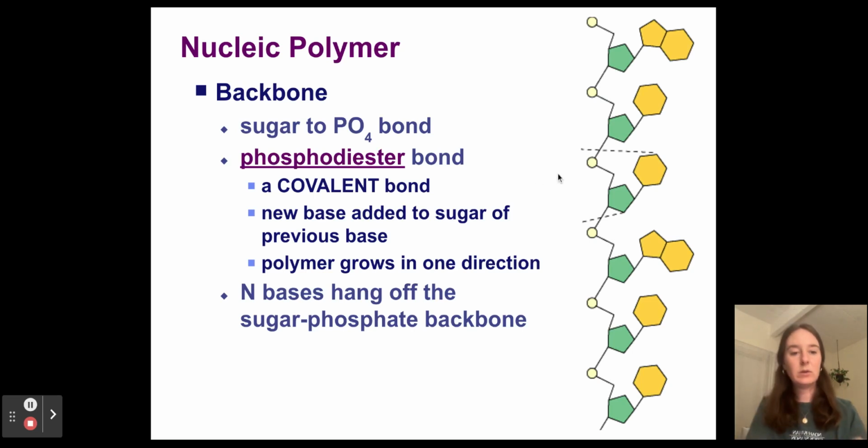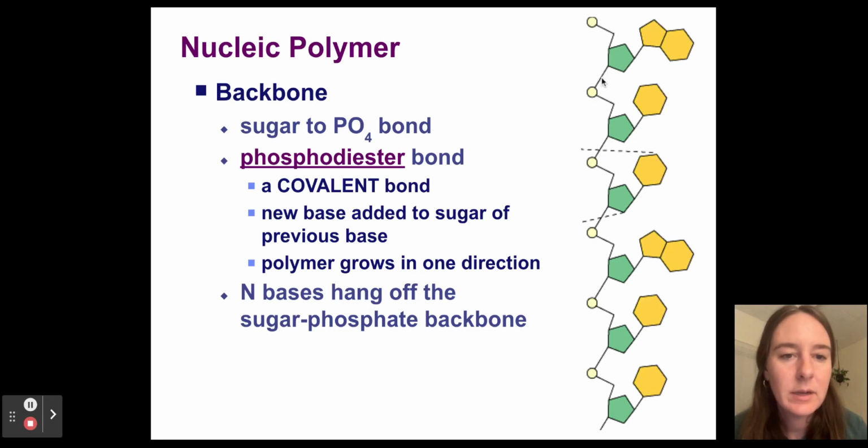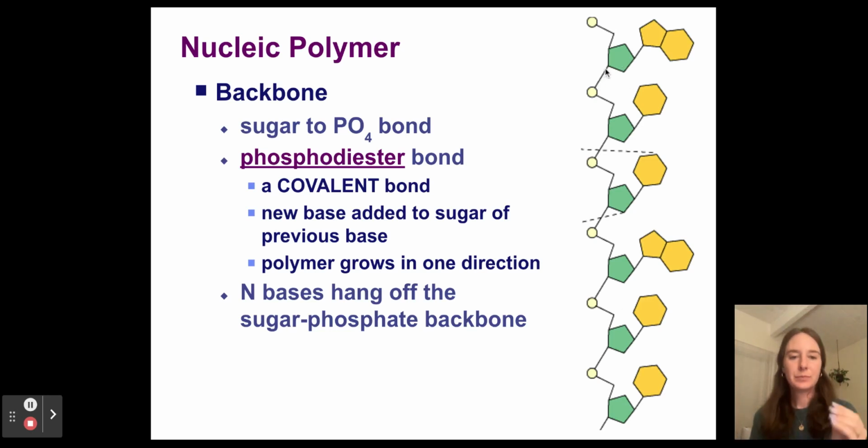When new nucleotides are added on, they're always added on to the 3' end of the sugar. And the polymer only grows in one direction. So the new chain will never grow on this phosphate group. The new chain will always grow down here. A new monomer can be added to the 3' end of this sugar down here.